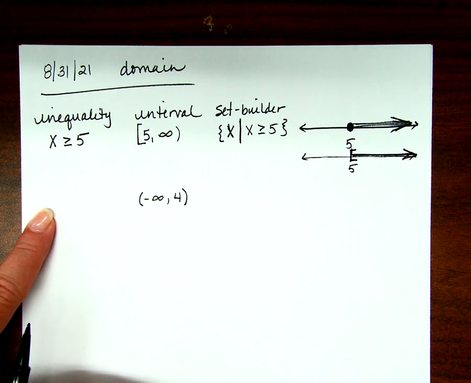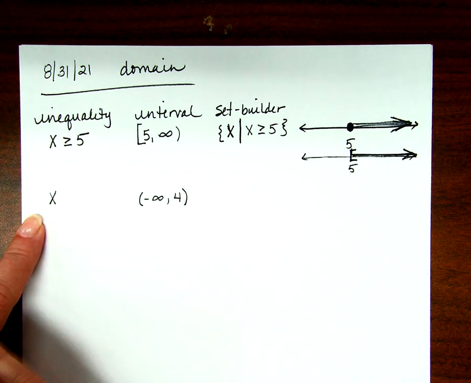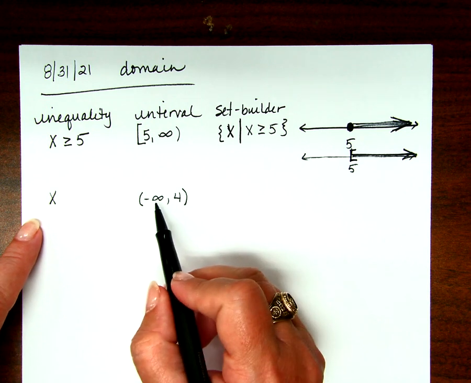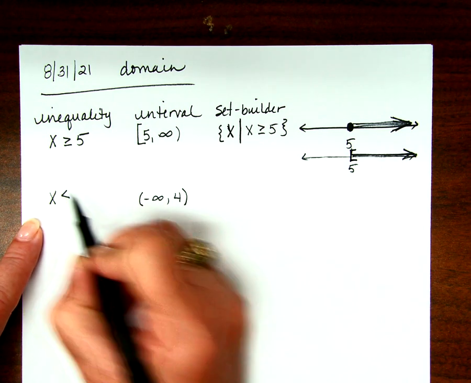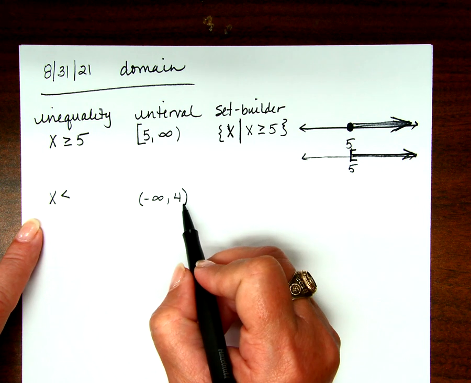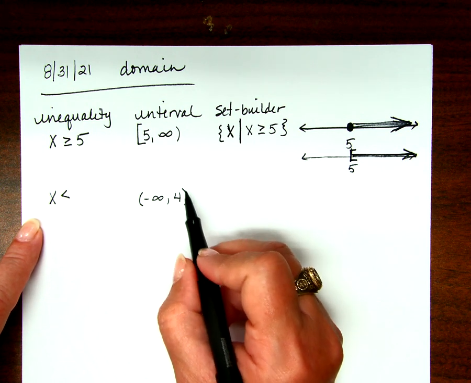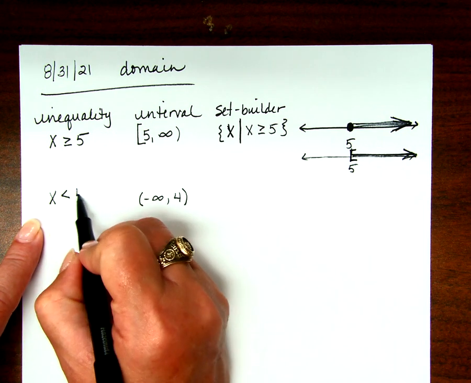What would it look like? X is? What direction is it going? To the left, right? It goes to negative infinity, less than or equal to? No, because of this parenthesis right here. 4 is not included, so just less than 4.